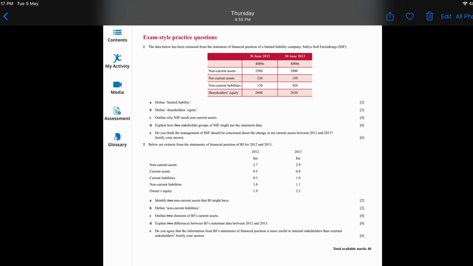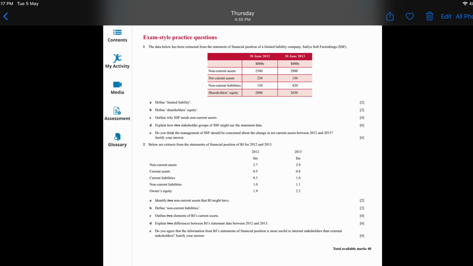C, outline why SSF needs non-current assets. Non-current assets are resources owned by the business which will be used for a period longer than 1 year. So SSF needs a factory to make its products in, machinery to make the products, vehicles to transport the products to customers, and computers to control inventory and finance. This is a total of 4 marks.